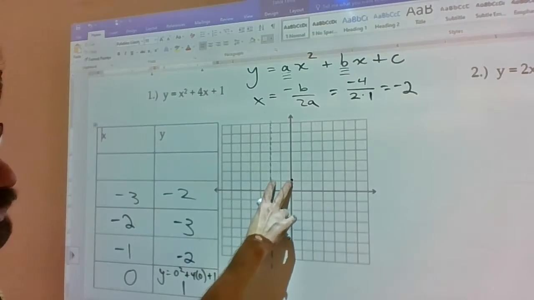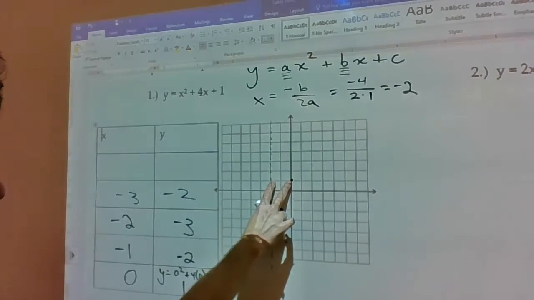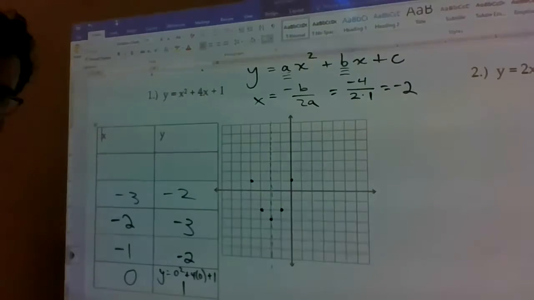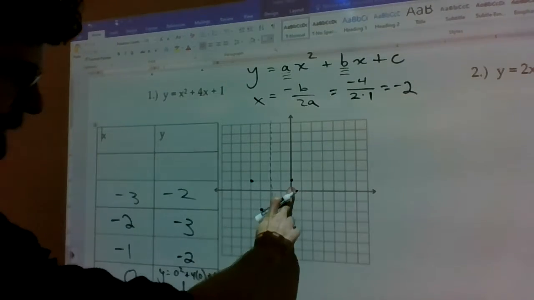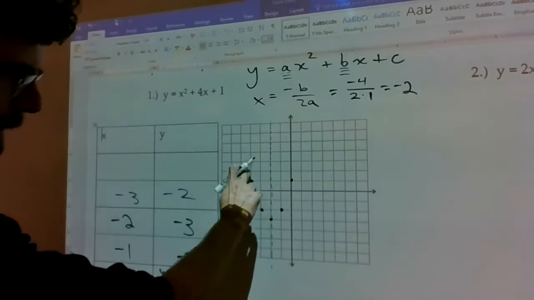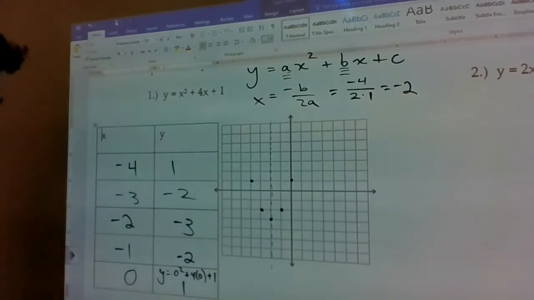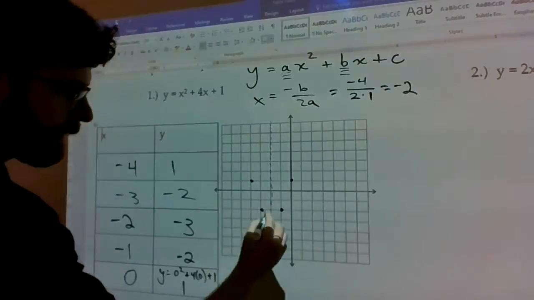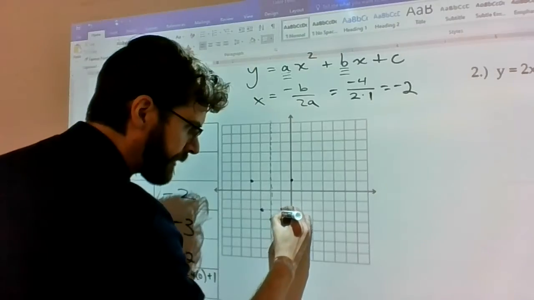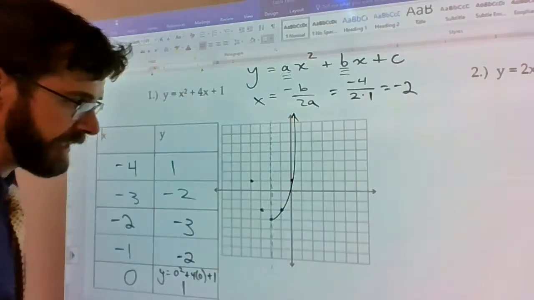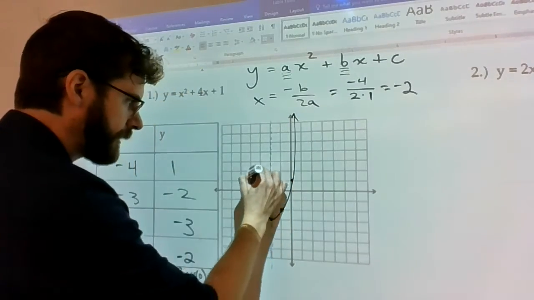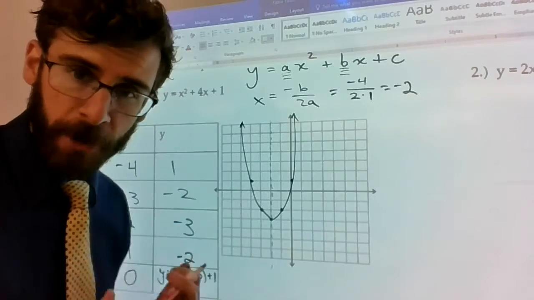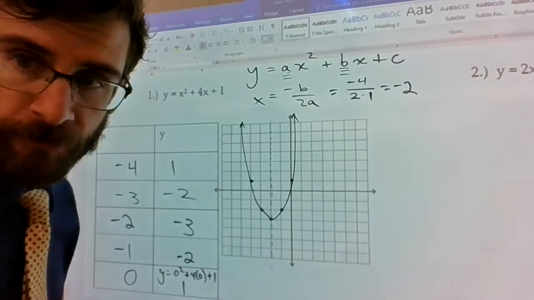And I'm counting 2 from the axis of symmetry. So I'm going to go over 2. And its partner point is all the way over here, which is going to be negative 4, up 1. And that's it for example 1. Now make sure you create a curve like this, and not really like jagged, sharp points, okay? This is not a sharp turn type curve, okay?